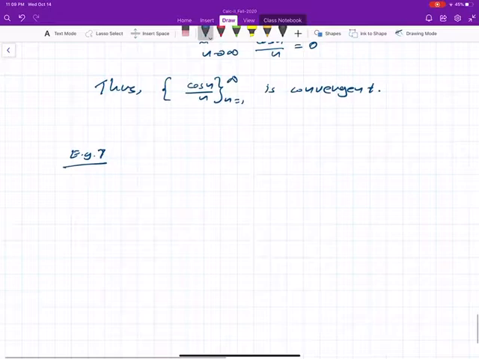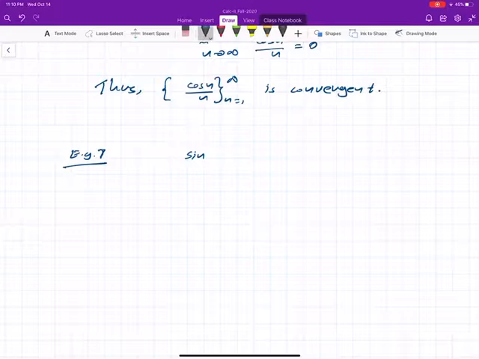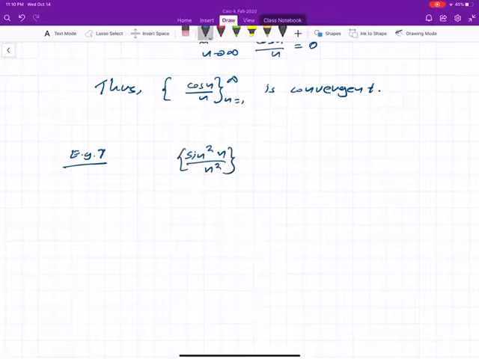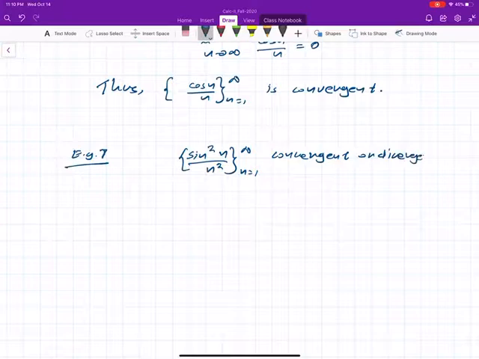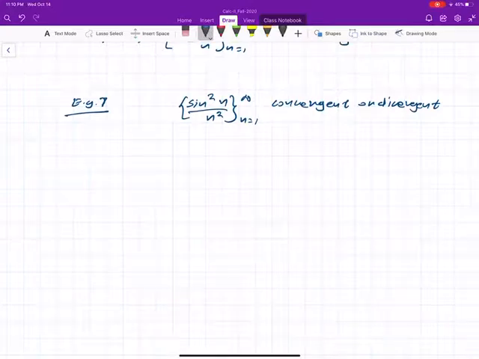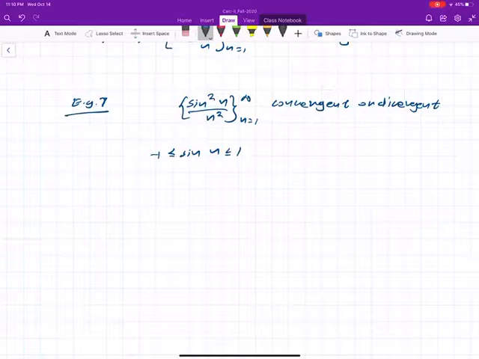In example number 7, we're going to check this sine square n over n square. You have to check whether this is convergent or divergent. It's lucky because you have sine. You can just set the inequality. You can start from sine. You know sine is always between -1 and 1.